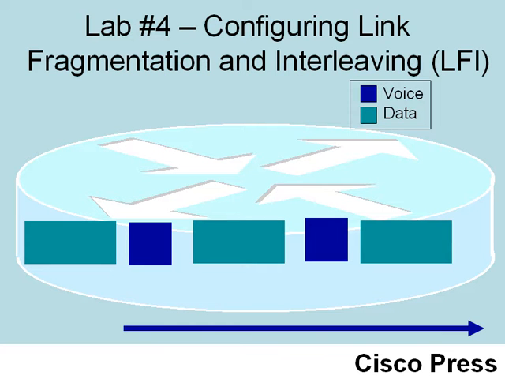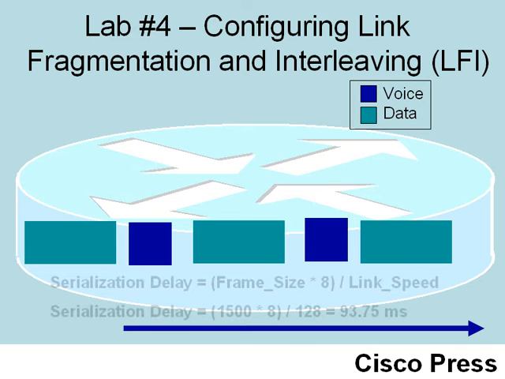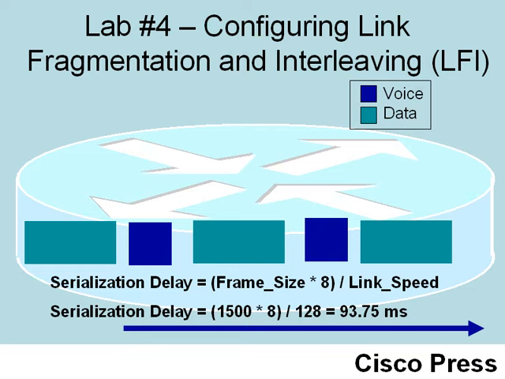And let's take a look at the math going on behind the scenes. The formula to calculate a serialization delay is this. We take the frame size and multiply by 8. That turns bytes into bits. Then we divide by the link speed. The units of measure here for link speed are in kilobits per second.